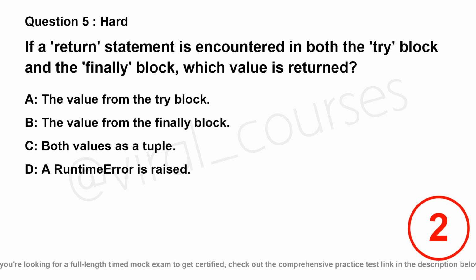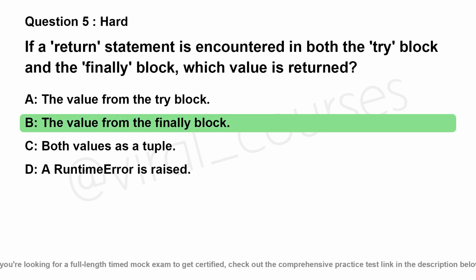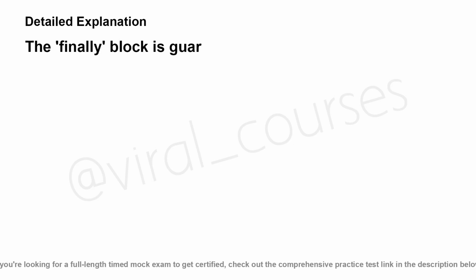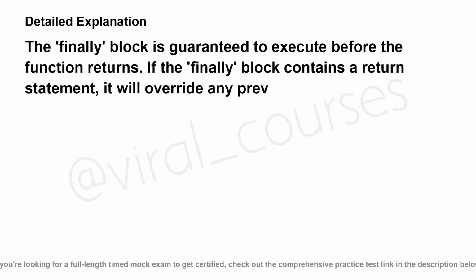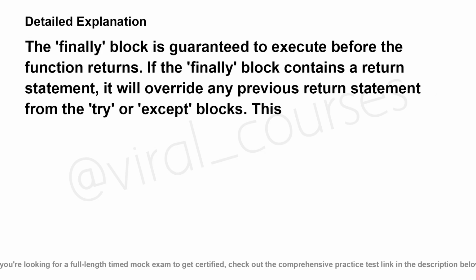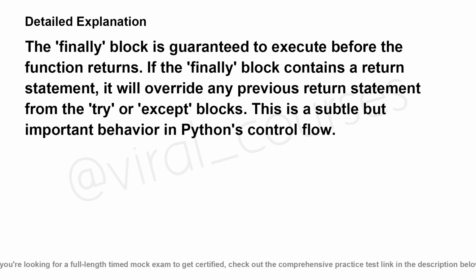The correct answer is B. The finally block is guaranteed to execute before the function returns. If the finally block contains a return statement, it will override any previous return statement from the try or except blocks. This is a subtle but important behavior in Python's control flow.